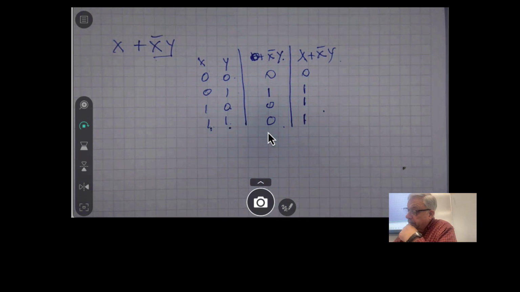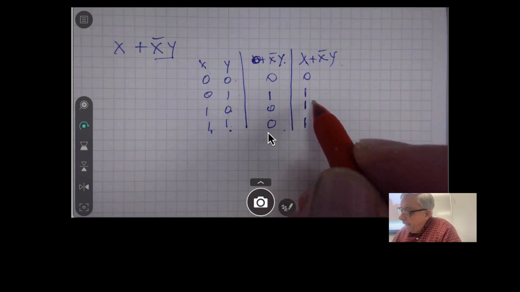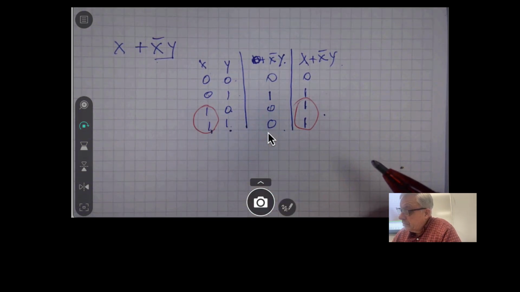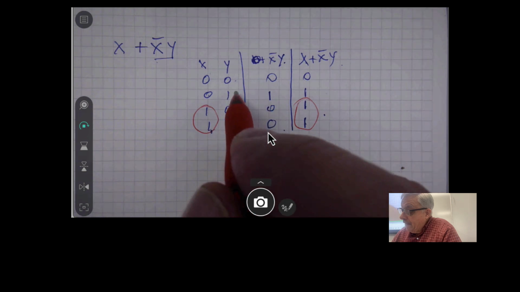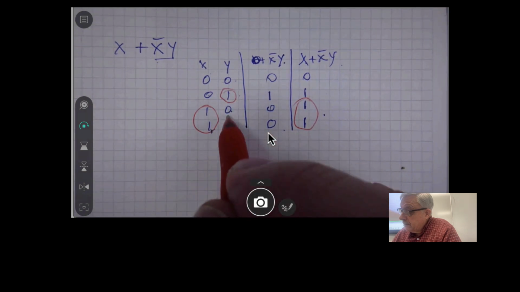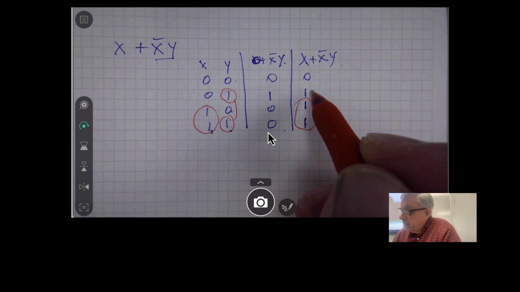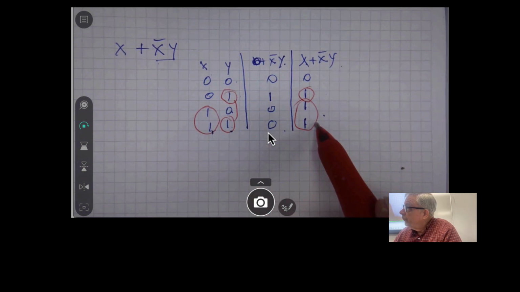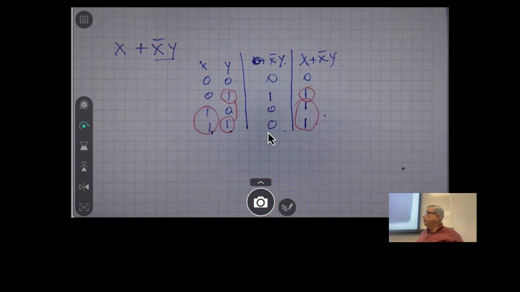When I look back at it, I can see that these terms are whatever x is, and that these terms are whatever y is, but I've already got a 1 here. So that's how I move from the truth table to the solution.